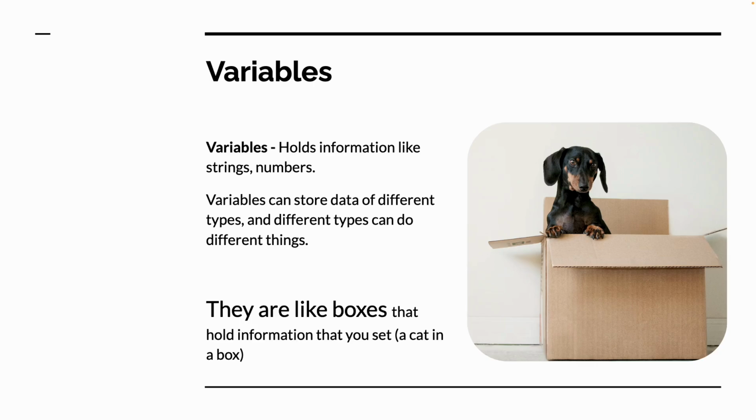Some basics of Python: variables. Variables store information like strings, such as text, or numbers. Think of a variable as a box that holds data. For example, a string is text like the word hello. Numbers can be integers, such as whole numbers, or floats, numbers with decimals.